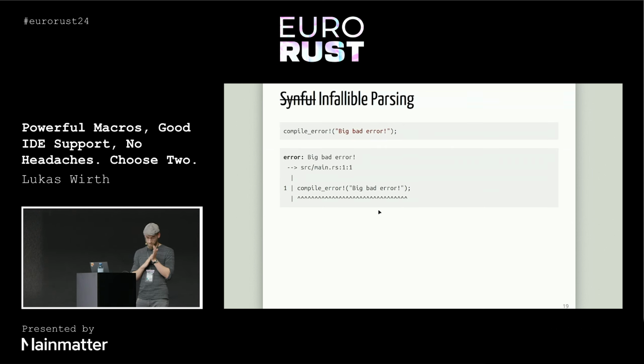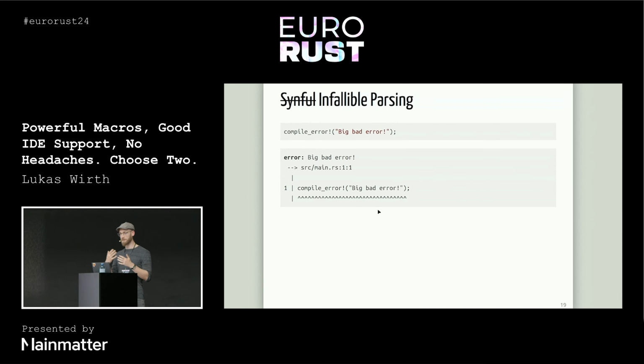So the better way is to be actually recoverable and try to expect more of your input and just expand to something that closely resembles a successful expansion. That way, input tokens will still have something associated with them.